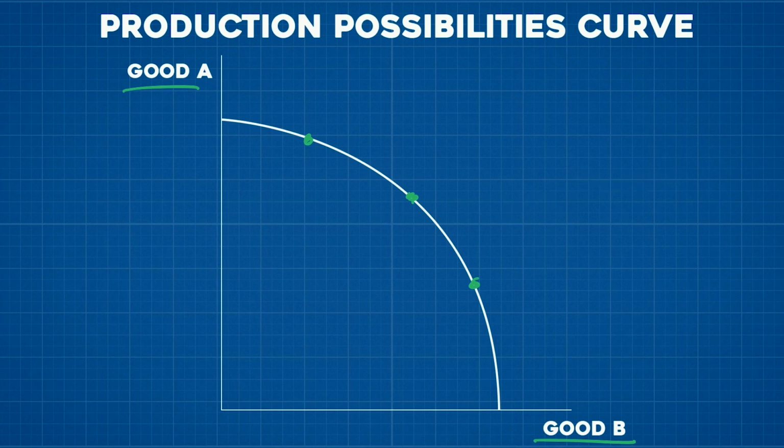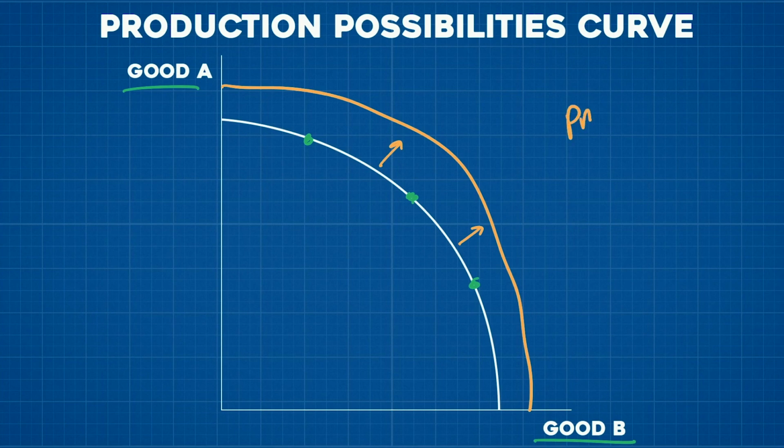But you may also recall that this curve can shift. So suppose that in this country there's an investment into the development of physical capital, which is to say better machinery and equipment, or human capital, which is to say education and training, or technology, or even all three, then the production possibilities of this nation will shift the curve outward like this. Another way to say it is that when this happens, productivity increases.